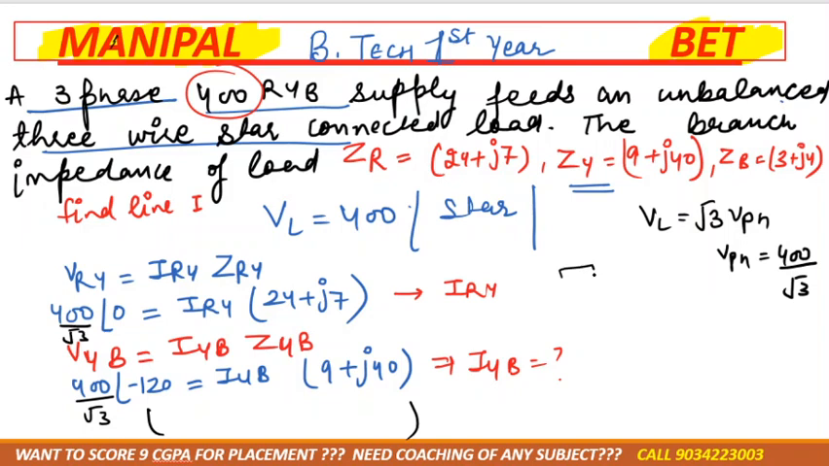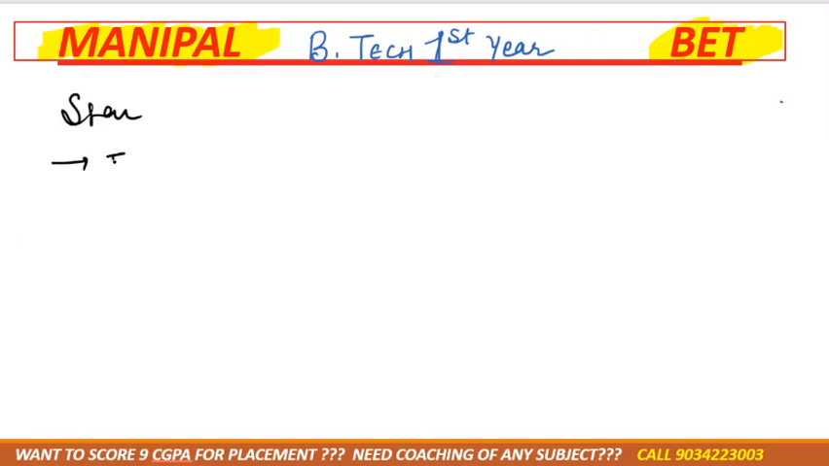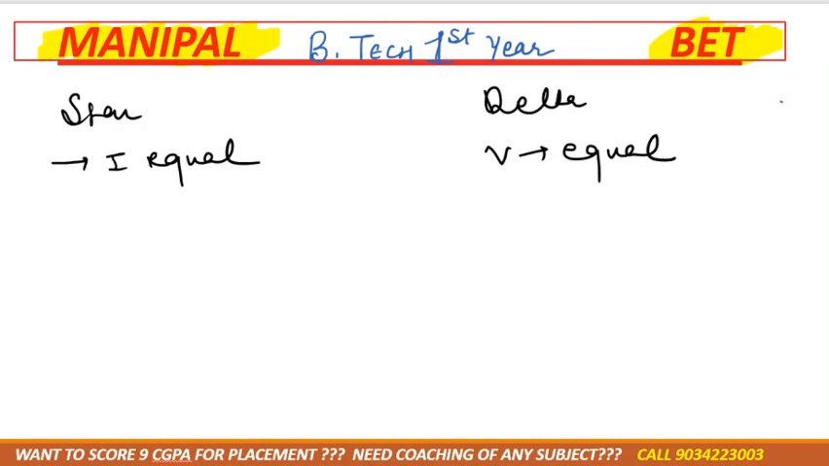Got it? So in the star connection, line current and phase current are equal, right? Line current and phase current are equal. So whatever the value of IRY you get, that would be equal to IR only. IYB is equal to IY and IBR is equal to IB. So you have to be careful. You have to remember, in star the current is equal, and in delta the voltage is equal, got it?